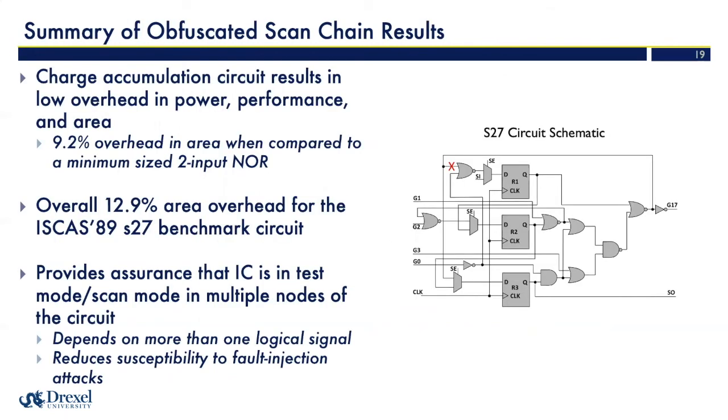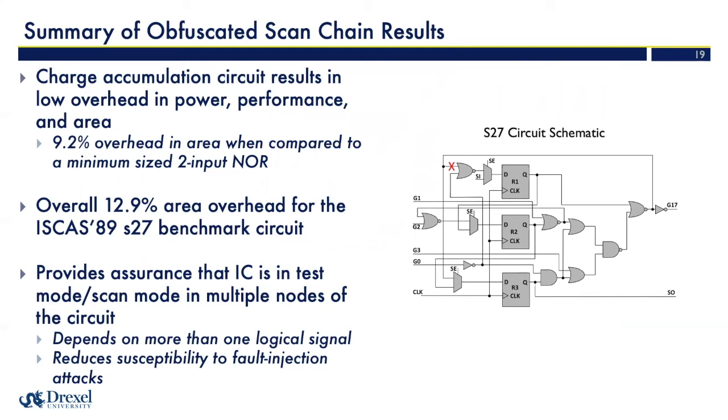So to summarize the results here, the charge accumulation circuit has a low overhead in power, performance and area. We see that the circuit itself is about the same size as a 2-input NOR gate in 180 nanometer technology. It has a 9.2% overhead in area, whereas overall, there's a 12.9% area overhead for the ISCAS 89 S27 benchmark circuit. However, as you insert these circuits into a design that's considerably larger in nature itself, the overhead should shrink in area as well.